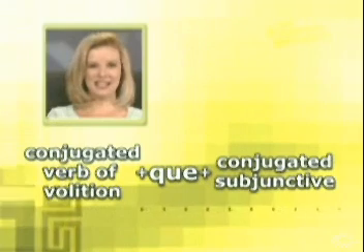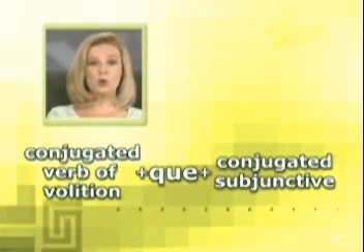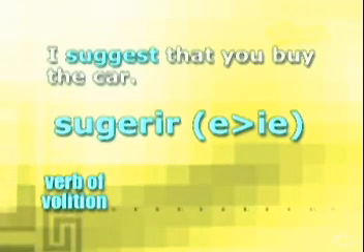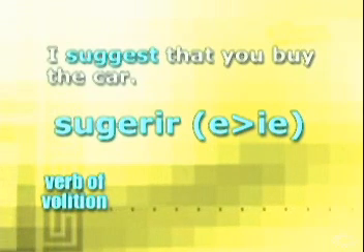Don't panic if you didn't catch that. We'll walk you through this formula a bunch of times until you've got it down. Let's translate the sentence. I suggest that you buy the car. First, you conjugate the verb of volition. Let's see. We're using the verb for to suggest, sugerir. So, we conjugate that into the present tense, which would be sugiero.